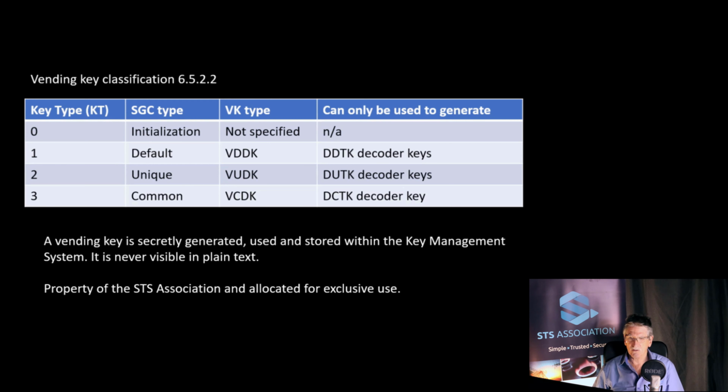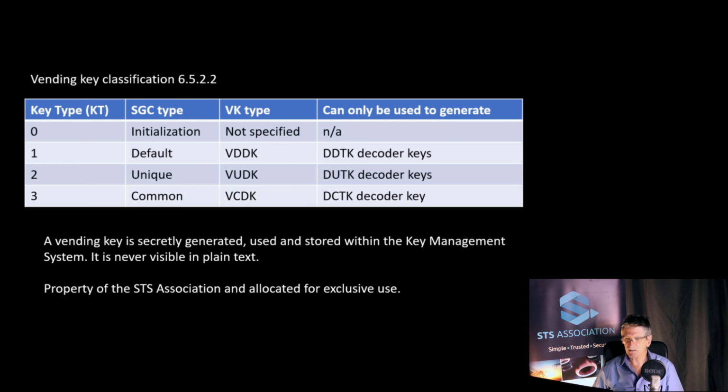6.5.2.2. There are 4 different key types associated with STS, each associated with an SGC type and a vending key type. Key type 0 is an initialization SGC, and the vending key is not specified for this simply because that is the only key that is available in a readable form and is not generated using a vending key. Key type 1 is a default key or default SGC.